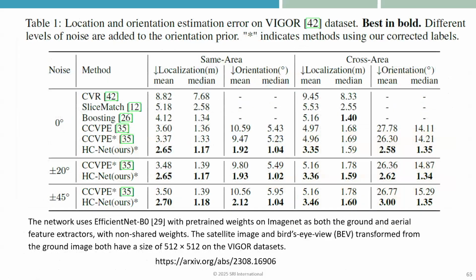And they're able to show that on the WIGOR data set, they're able to localize the images to within 2.7 meters mean and 1.18 meters median, and orientation within about 2 degrees for same area. So if you train in one area, you test in the same area. If you do cross area, they're about 3.46 and 3.